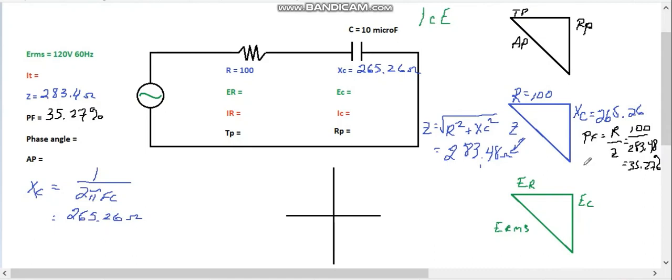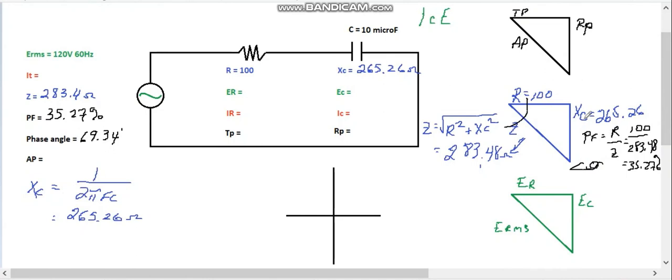And out of this, we can also find our angle theta, which is going to be the arc cos of 0.3527. For my arc cos 0.3527, I get 69.34. So as my phase angle, 69.34 degrees.